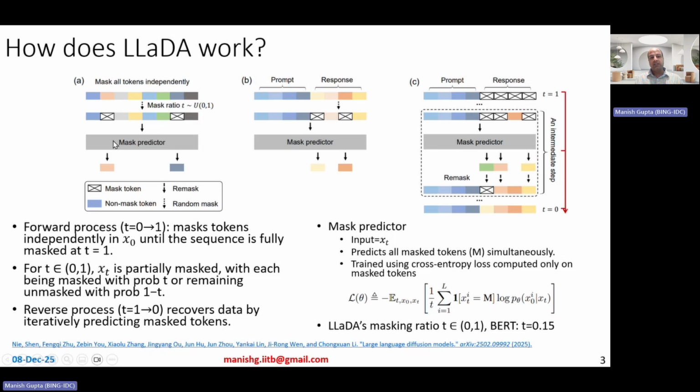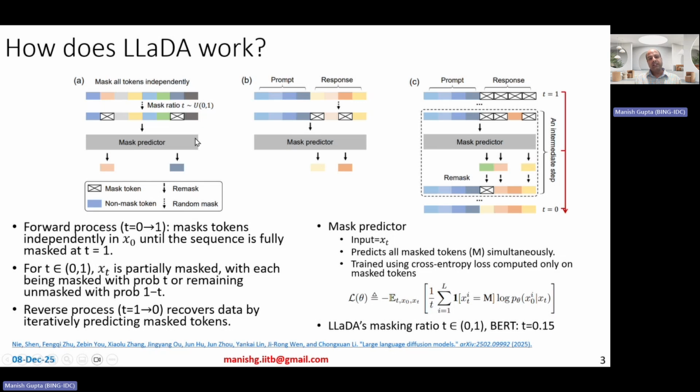Now, when you're doing this forward process, you're doing several iterations indexed by t. So for t between 0 and 1, you basically get a partially masked sequence xt, with each token being masked with probability t or remaining unmasked with probability 1 minus t. For example, maybe the sequence was 1,000 long and you were also doing 1,000 iterations. After 20 iterations, you would have 20 of those 1,000 tokens on average in the masked form, and the remaining ones in the unmasked form. After 200 iterations, you will have 200 of them in the masked form on average.